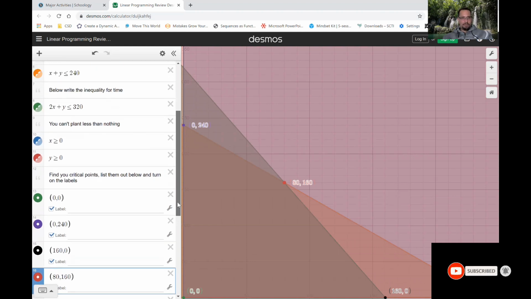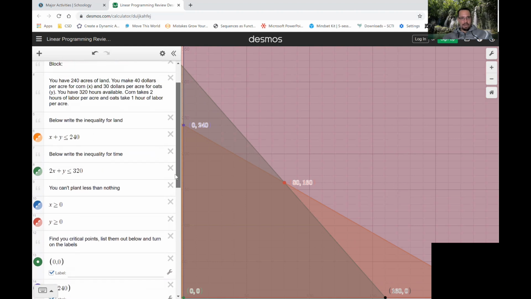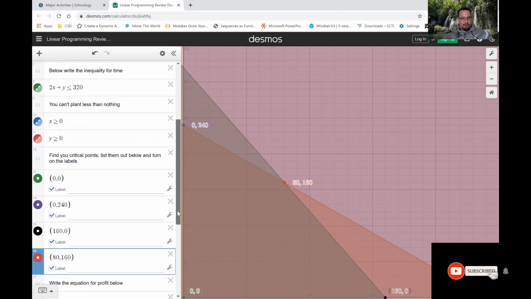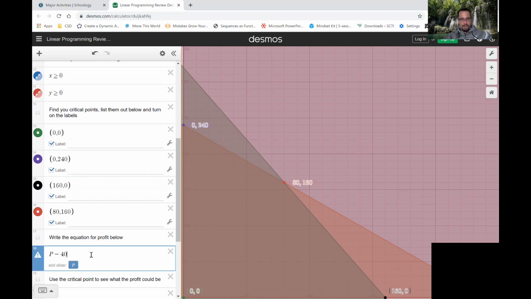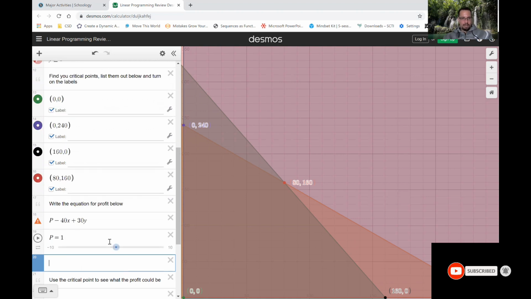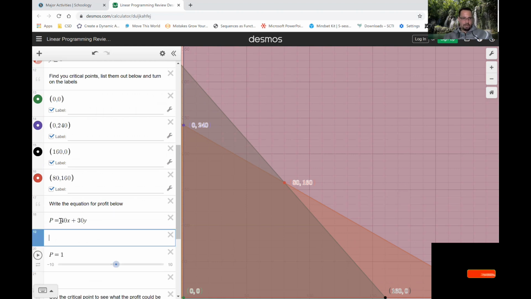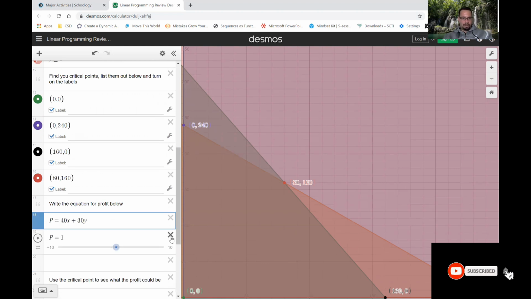Write the equation for the profits. So we're making $40 per acre of corn and $30 per acre of oats. So we'll say P equals 40x plus 30y. Oops, not P minus, P equals. Let's erase some of these lines out. Okay.